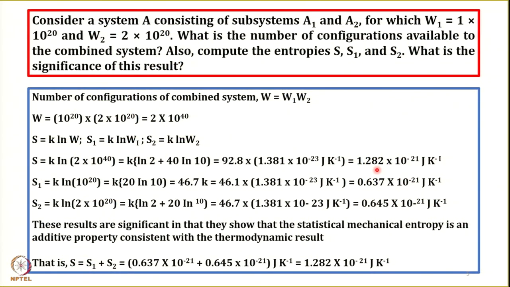What is the significance of the result? For the combined system, the entropy is 1.282 into 10 raised to the power minus 21 joules per Kelvin. If you want to convert this into joules per Kelvin per mole, multiply by the Avogadro constant. For subsystem 1, the value has come out to be 0.637 into 10 raised to the power minus 21. For subsystem 2, the value has come out to be 0.645 into 10 raised to the power minus 21 joules per Kelvin. Obviously, when you add these two, you get this value.